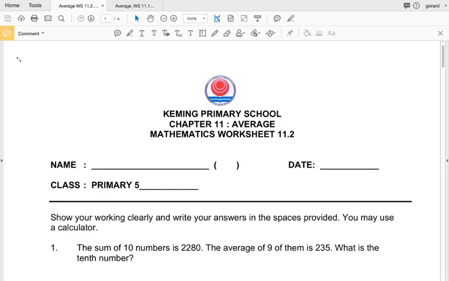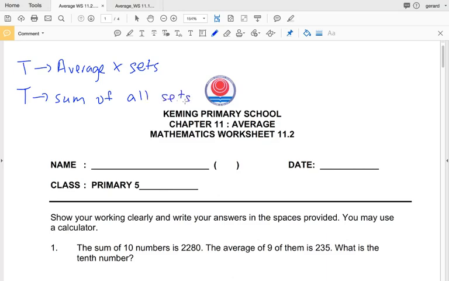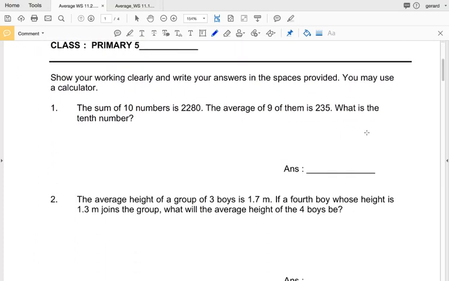two key formulas that we went through the other time. Okay, now for total, two ways of calculating total. Alright, total is the average times the number of sets. Okay, total is also the sum of all sets. Alright, now with these two pieces of information in mind, we can start on question 1.